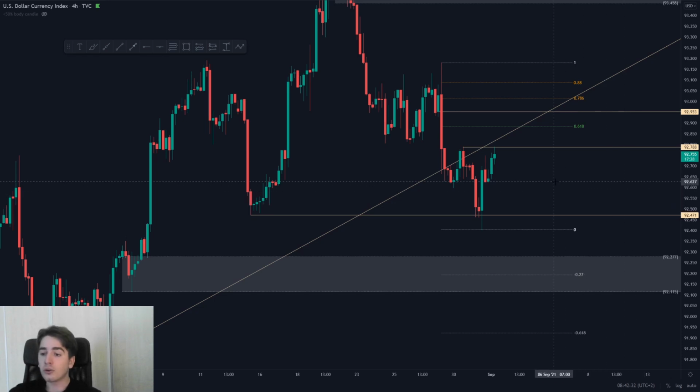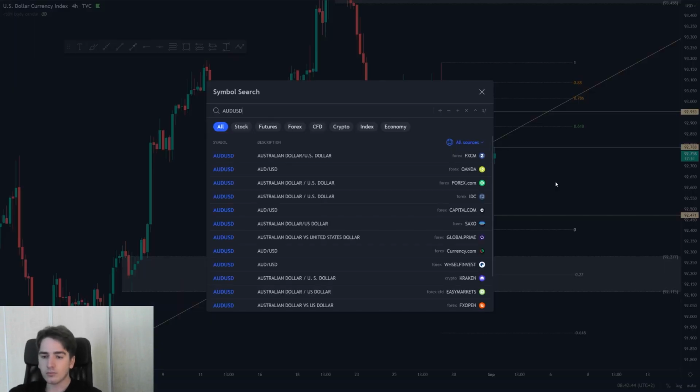But what we do know is that if we're looking for a dollar trade, we can keep in mind that the dollar is at good value. So that is that for the DXY. Let's head over to Aussie dollar.